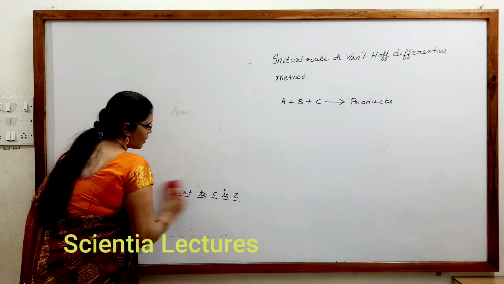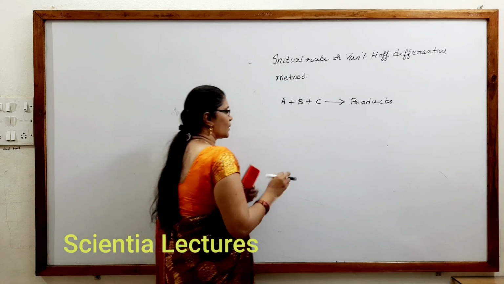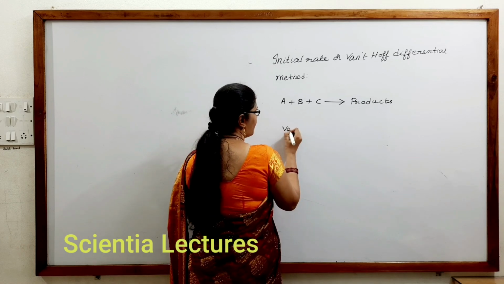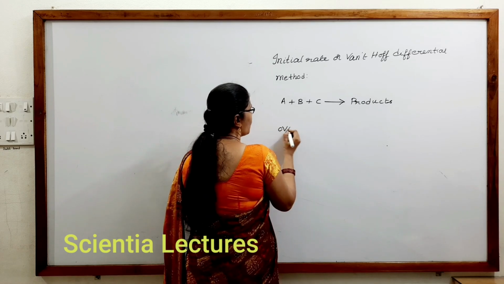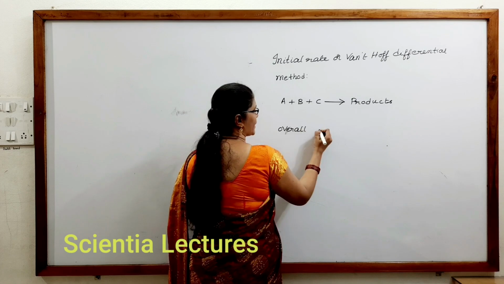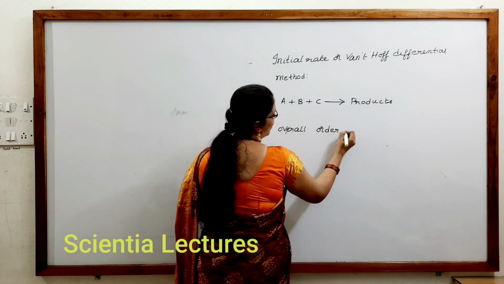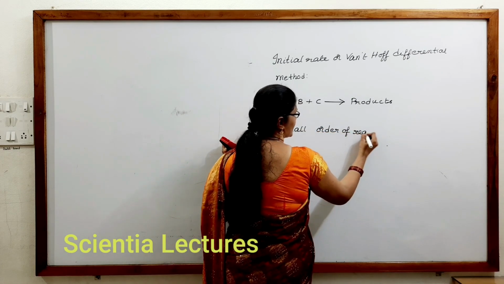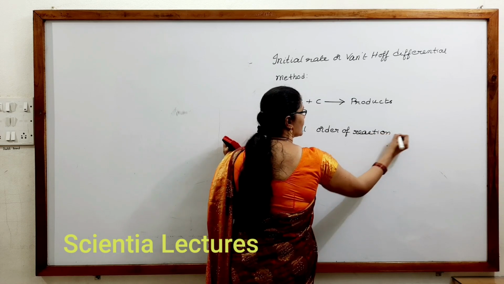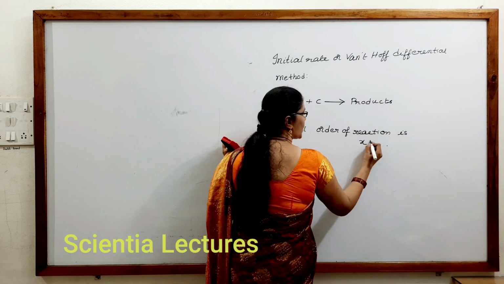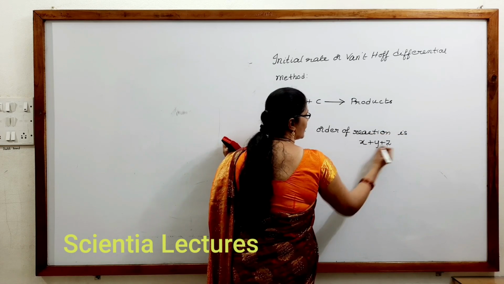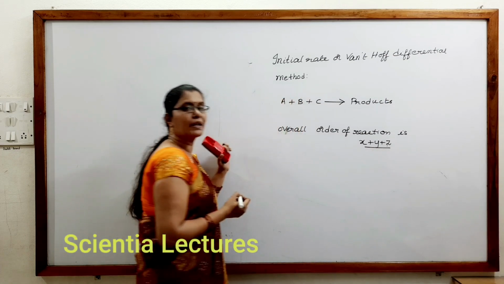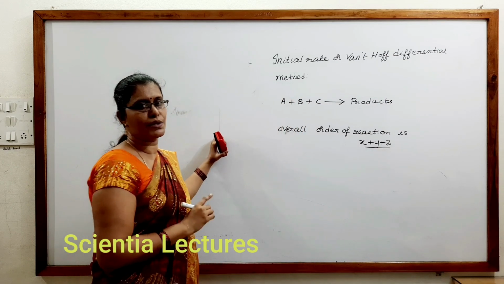So what is the overall order of reaction? We have to find each of them individually. After finding that, we can write the overall order of reaction. Overall order of reaction is X plus Y plus Z. Most of the problems in the competitive exams will be asked based on this.